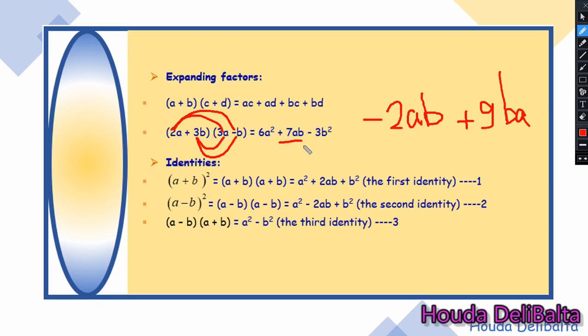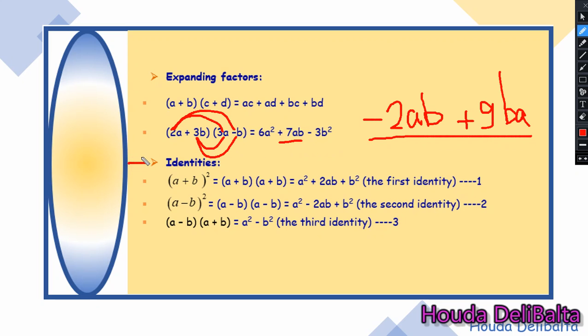Where does 7ab come from? It's the result of minus 2ab plus 9ba, and the final expanded form for these two factors is 6a squared plus 7ab minus 3b squared. So when adding 9ba or ab with minus 2ab, then I will get 7ab in the middle. And by this, I finish expanding these two factors together.